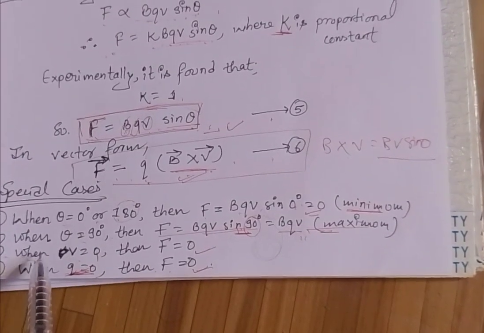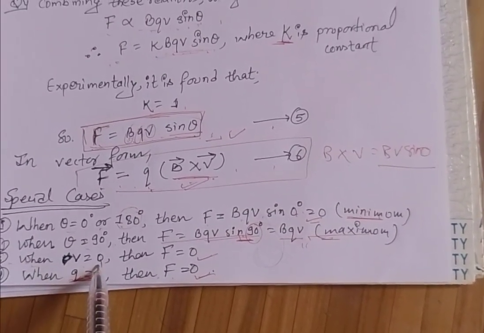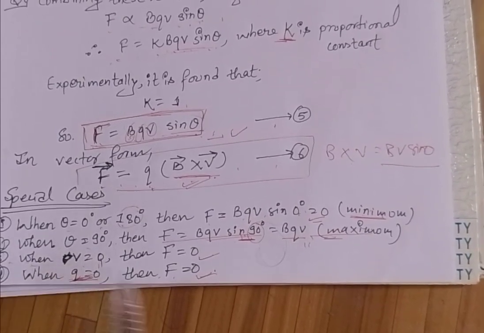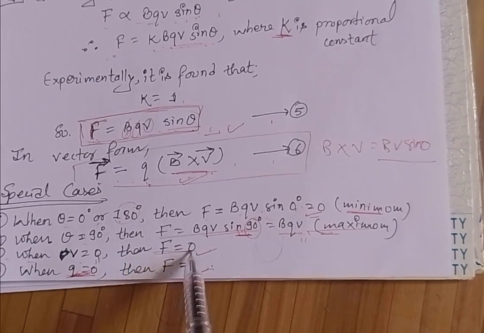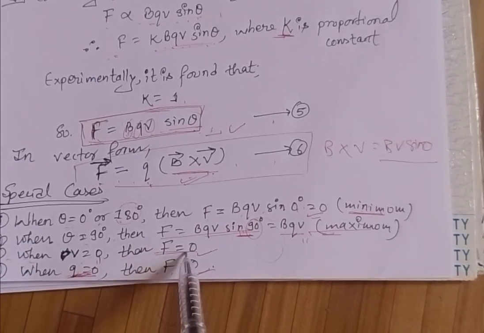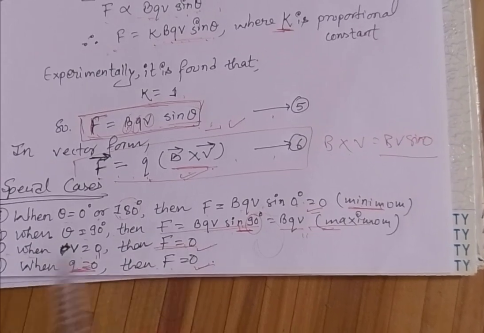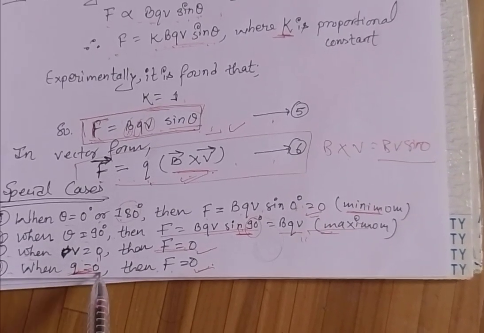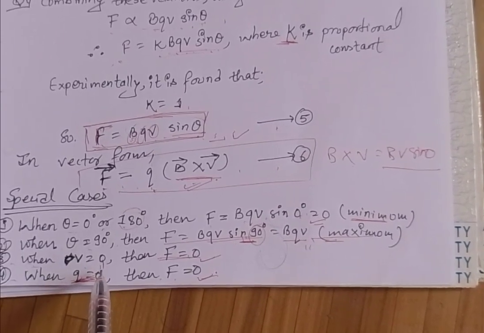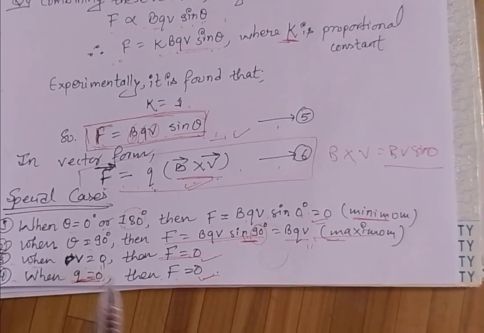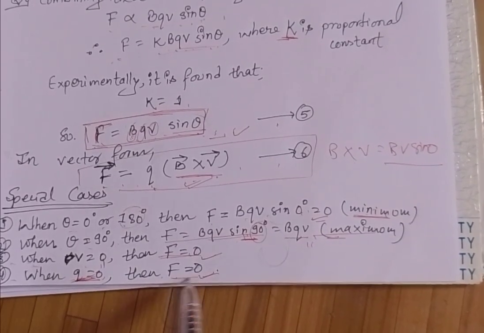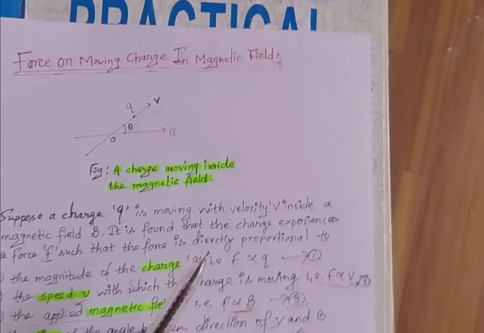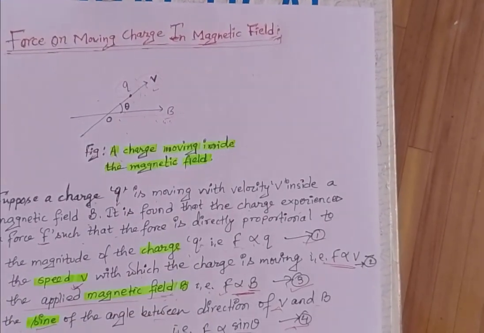The third case is when v is equal to 0, that is, there is no velocity or speed of the charged particle. In that case, F is equal to 0, meaning no force is experienced. And the last and final case is when q is equal to 0. It means when there is no charge in the magnetic field, in that case also the force is equal to 0. So that was today's video on force on a moving charge in a magnetic field.